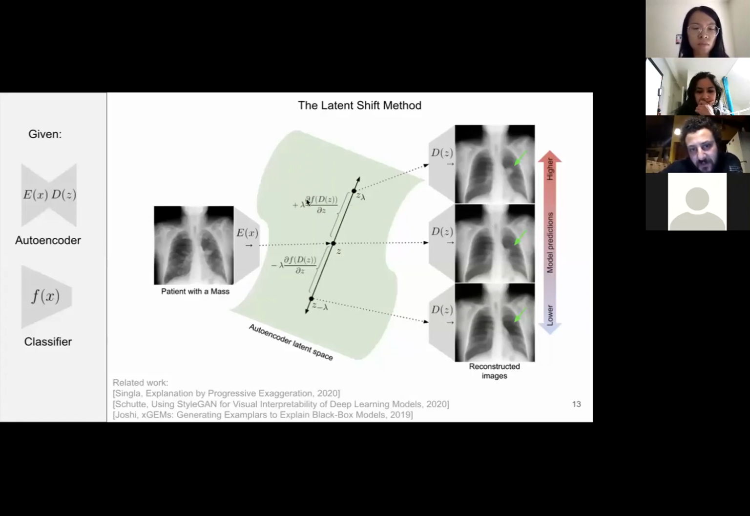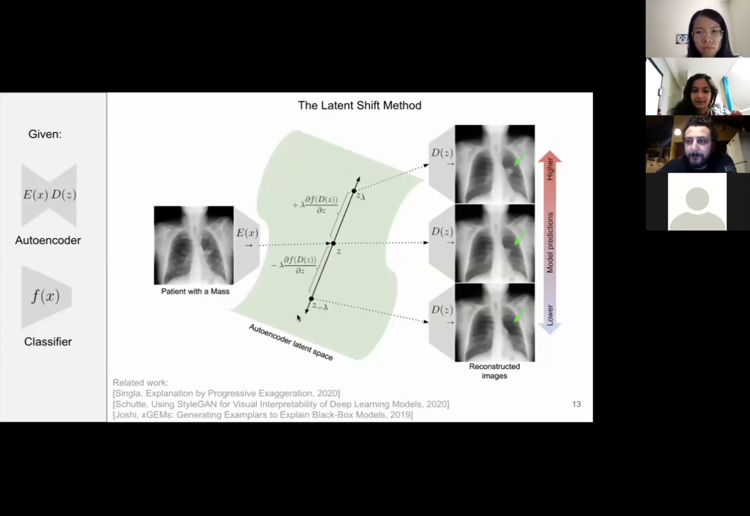And then we're going to say, well, how could we move this latent vector such that we increase or decrease the prediction of mass on that classifier, right? And that's just going to define a vector in this latent space. And then we can apply this gradient by some lambda to go in the positive direction, where we'll make the mass worse, or we can subtract that lambda to then decrease the prediction to make the mass go away. And that's the entire idea.